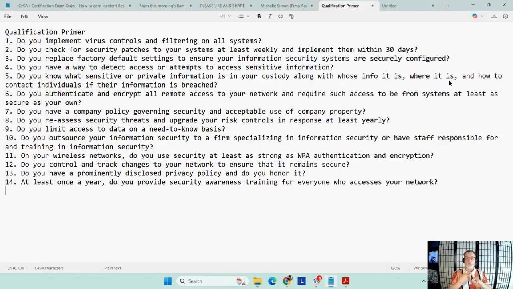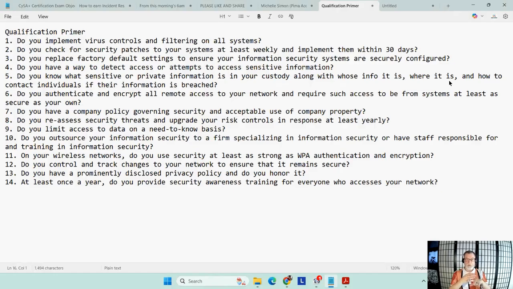Do you implement virus control? Do you check for security patches? Do you replace all your factory default settings? See, all of these make perfect sense. But if you can't remember them and repeat them out to the people that ask you the question, refer to this instead. This is better than your memory. Do you have a way to detect access or attempts to access sensitive information? Do you know what sensitive or private information is in your custody? Good questions.